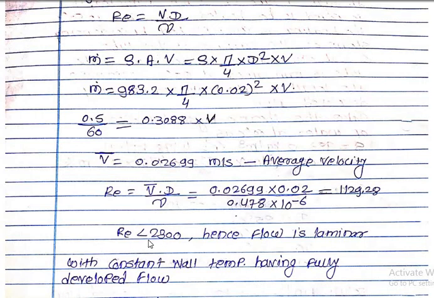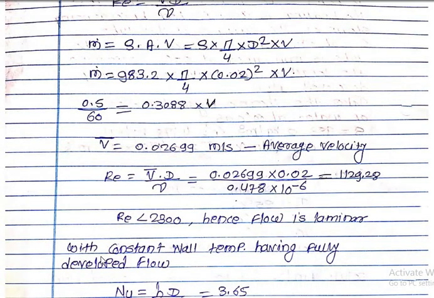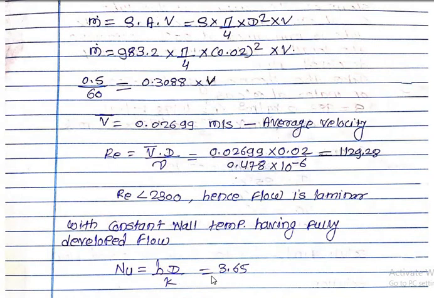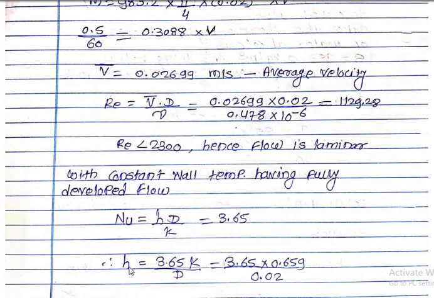Now here the wall temperature is constant, so with constant wall temperature having fully developed flow, we have to determine the length. For constant wall temperature having fully developed flow, Nusselt number is equal to 3.65. We can write the Nusselt number equation as h multiplied by d divided by k, where h is the heat transfer coefficient, d is the diameter, k is the thermal conductivity. So h is equal to 3.65 multiplied by k divided by d.